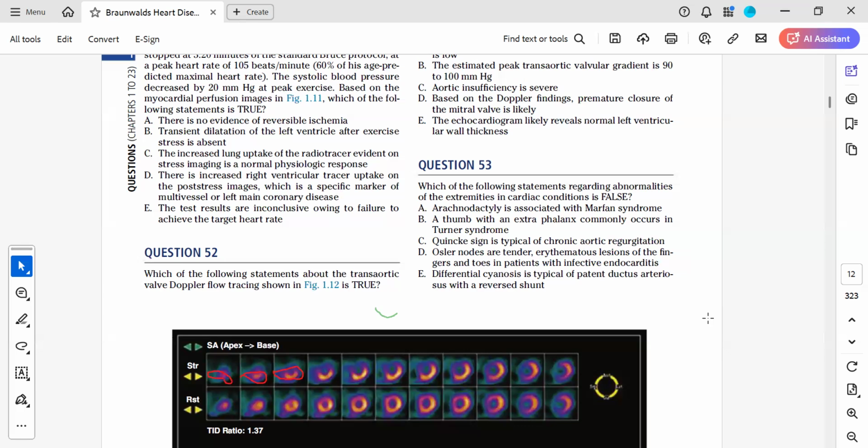Which of the following statements about the aortic valve Doppler flow tracing shown in figure 1.12 is true?